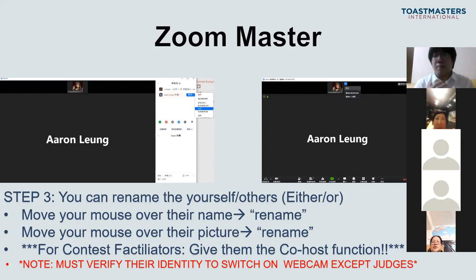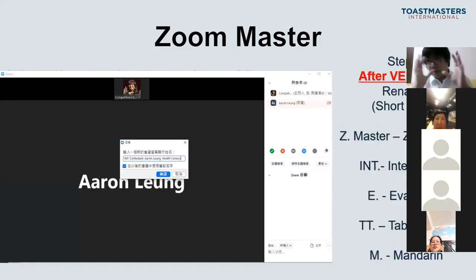Obviously, when you talk about the renaming part, there's a special sequence for renaming. As you can see here, I have summarized a bit of how they rename. For long names like Zoom master, I can type Z.master. International contestant, by typing INT and then contestant at the back, means international contestant.